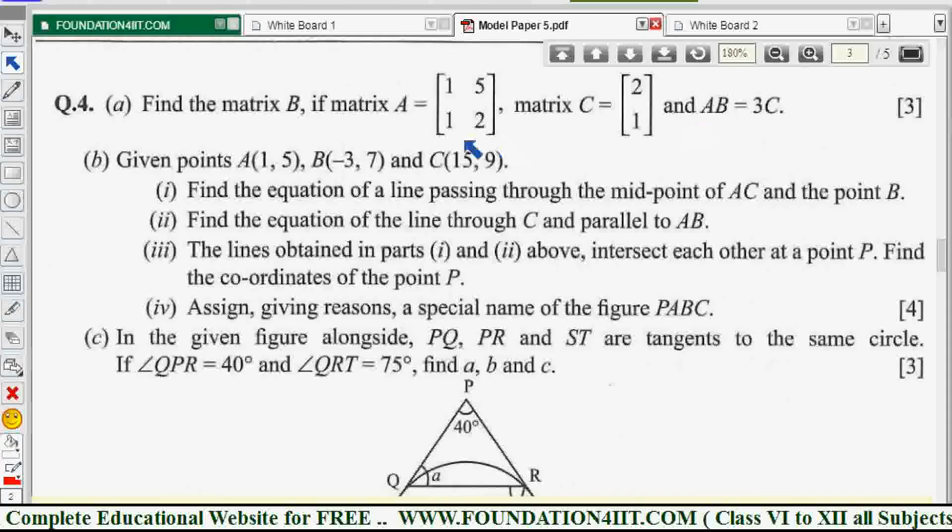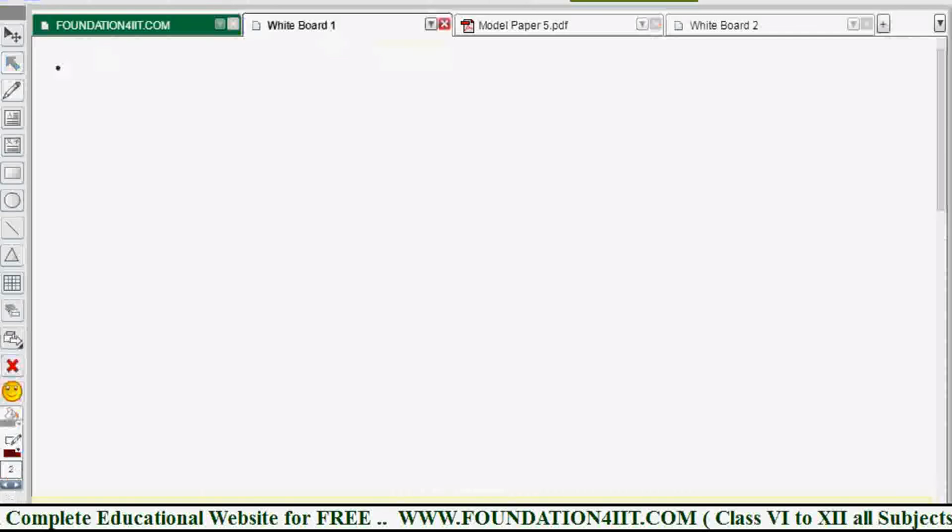Then find the matrix B. So matrix A is of order 2 by 2, 2 rows and 2 columns, and coming to matrix C, it has only 1 column but 2 rows, so 2 by 1. Now based on this, we'll first find the order of matrix B, then find the elements of matrix B. Right, let me take the question.